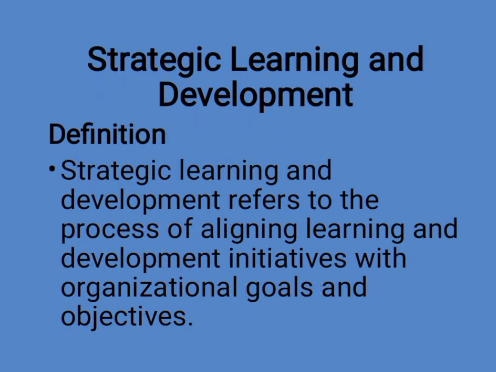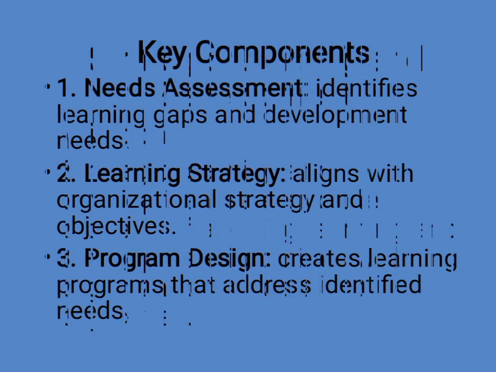Strategic learning and development. Definitions. When we talk about strategic learning and development, we are talking about the process of aligning learning and development initiatives with organization goals and objectives. That is where now, as an organization, you want to align your staff according to the organization goals and objectives. What do you want to achieve as an organization, and what kind of human capital is needed and what skills are needed. So that is the step that you move on.